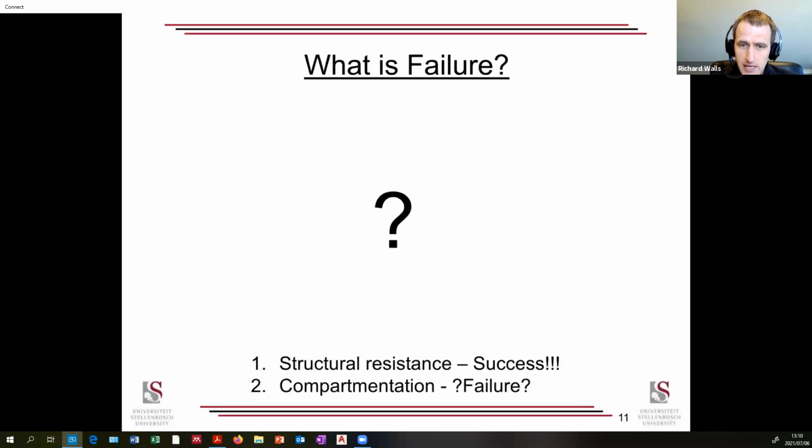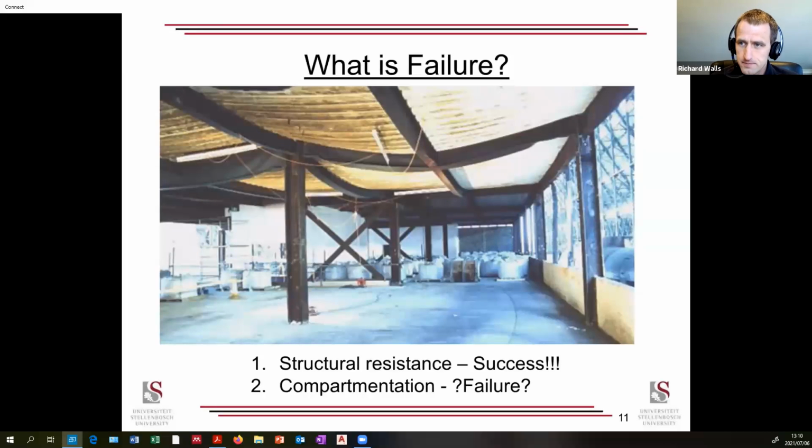So a major question to ask with structural fire design is, what is failure? Now imagine that your building which you've designed burns down and you arrive on site and it looks like that. It's still standing. Everyone got out alive. You need to demolish it now. It had a very severe fire. There was a large amount of fuel load in the room. Is this success or is this failure?